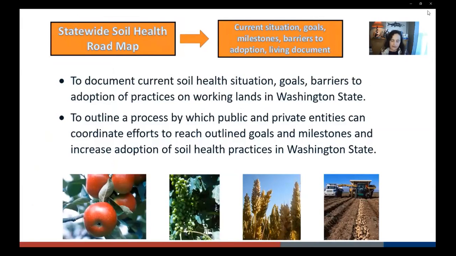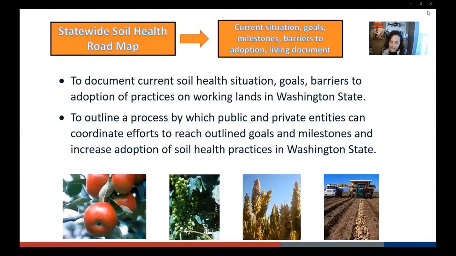The 4th effort underway is the statewide soil health roadmap. The goals of this effort are twofold. First, we wanted to document the current soil health situation, including goals and barriers to adoption of soil health practices. And then, as the name implies, this is a roadmap. So we're not only discussing the current situation, but talking about the way forward.